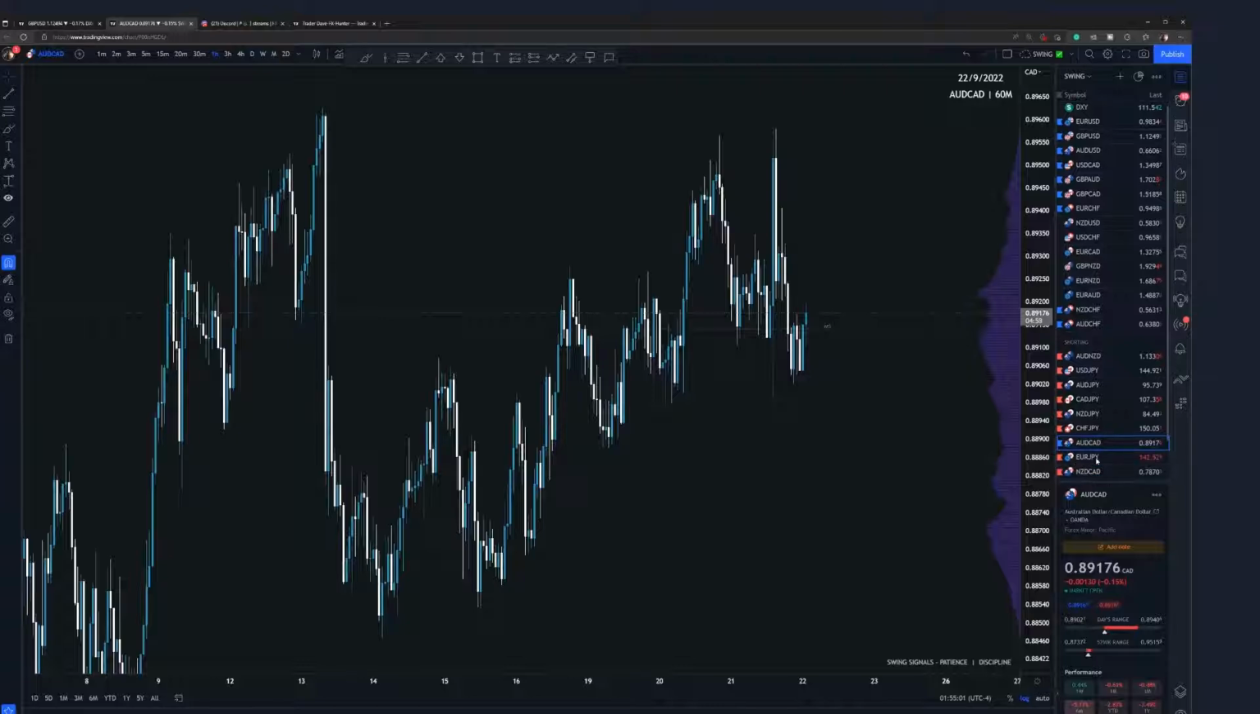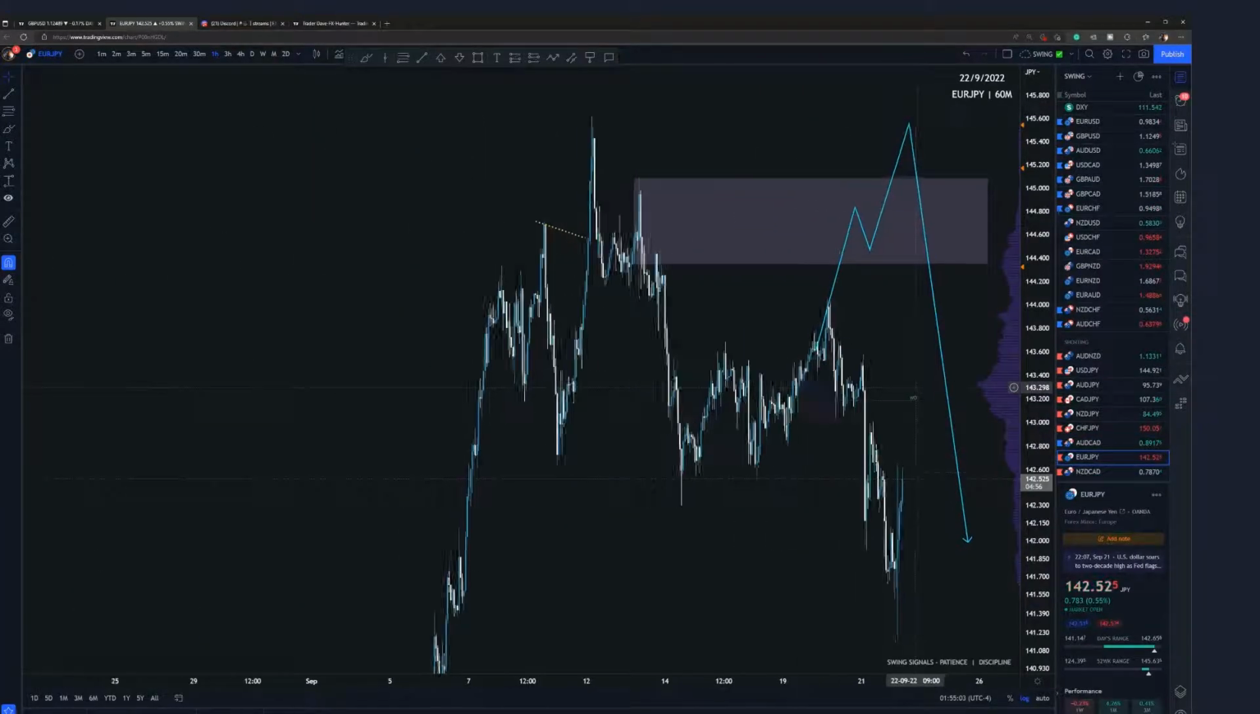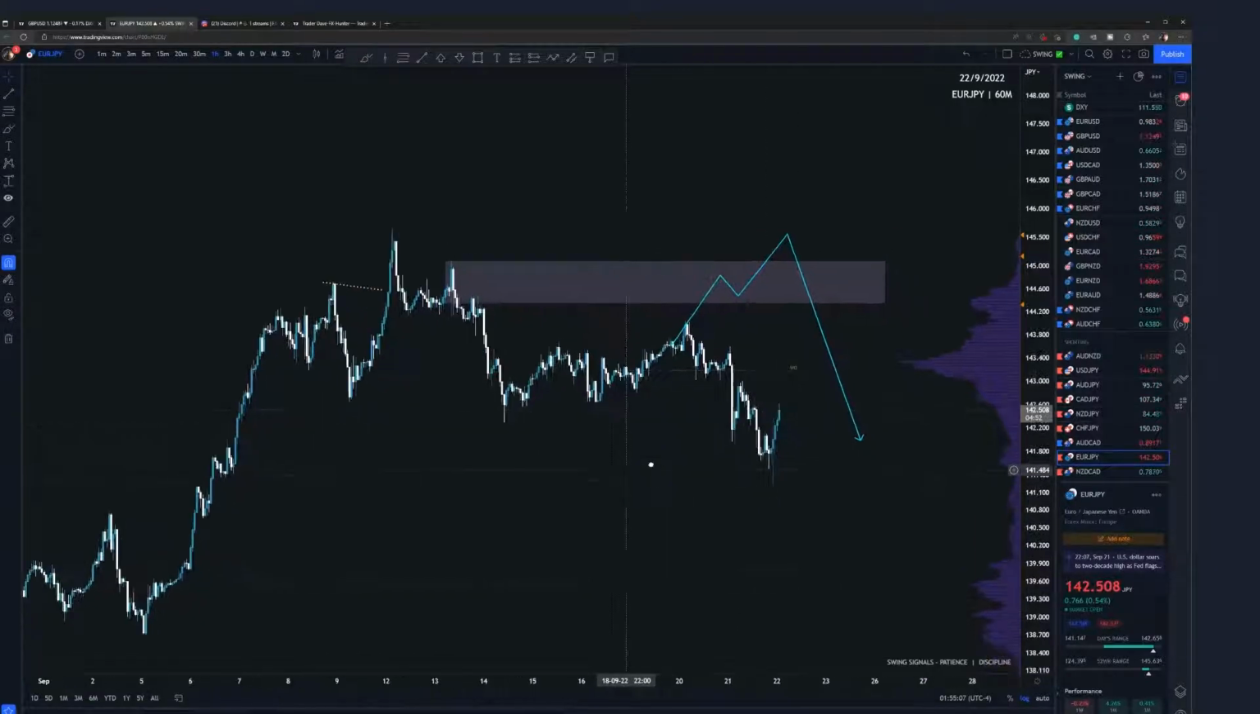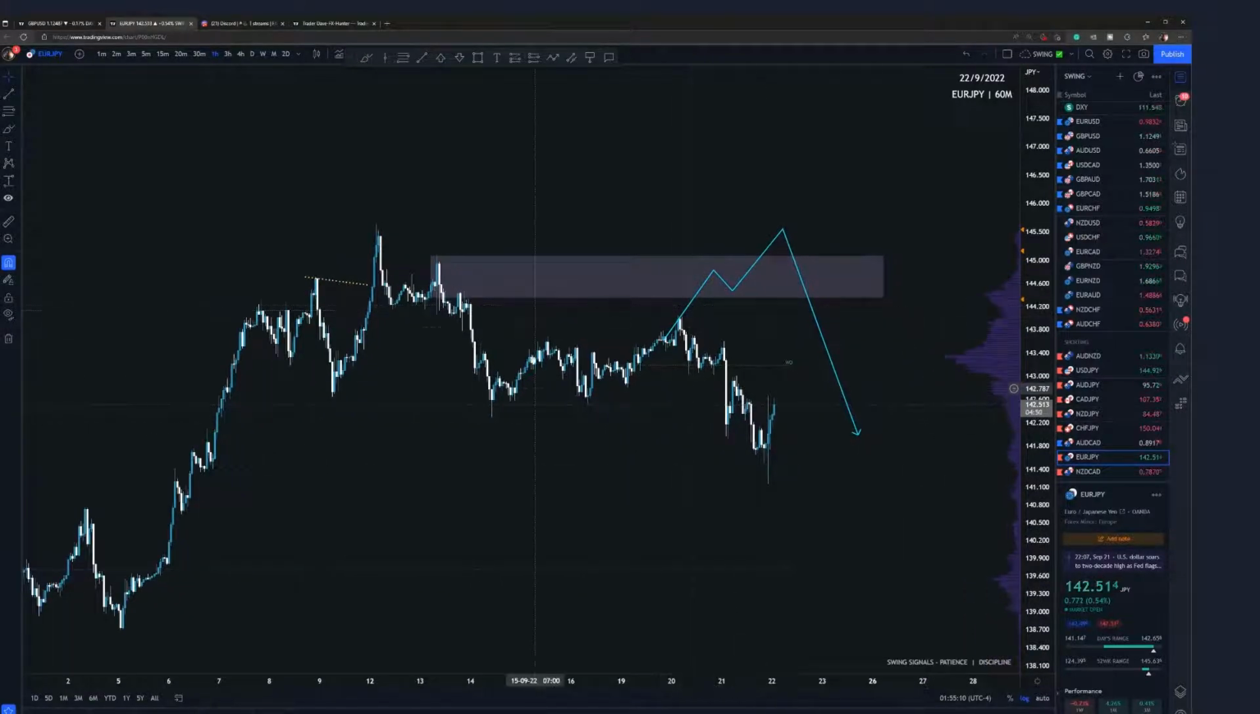Aussie CAD is nothing in here for me. Euro JPY, we will see if the price will come above this level, right? But of course, I should take a trade from this gap, right? This gap was actually quite a nice level to enter, and I should do that. But I didn't.